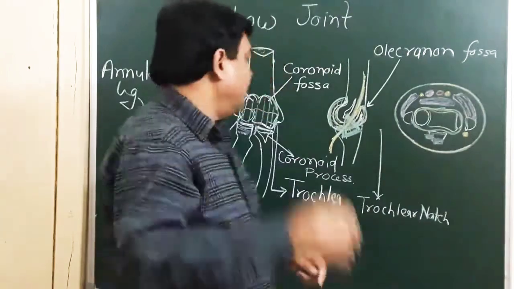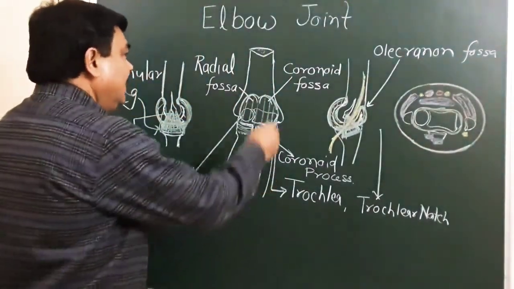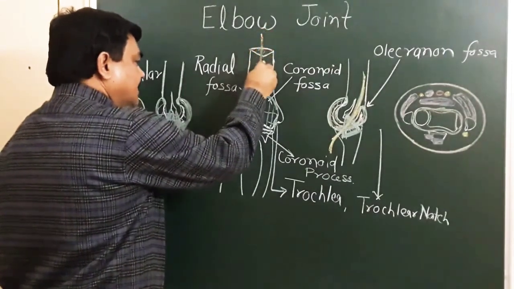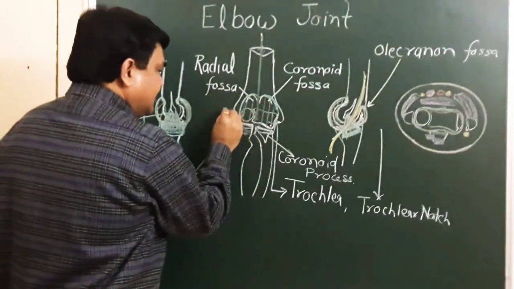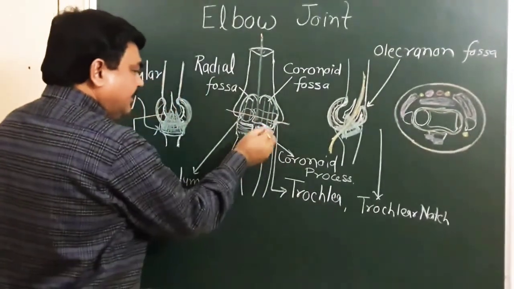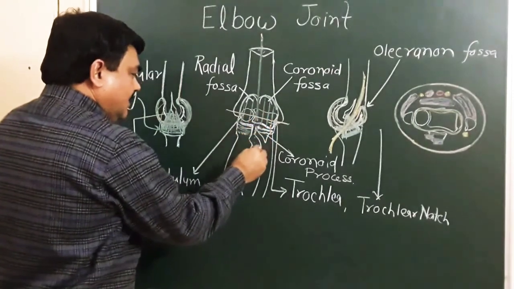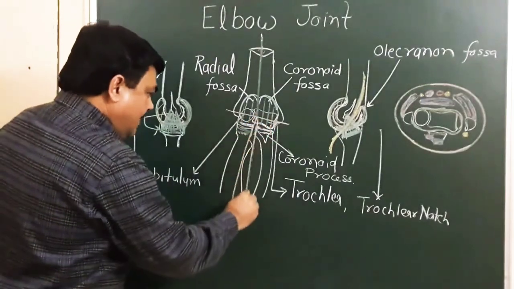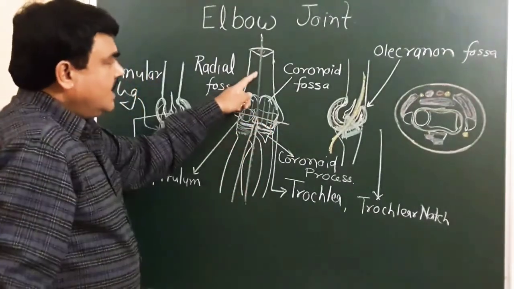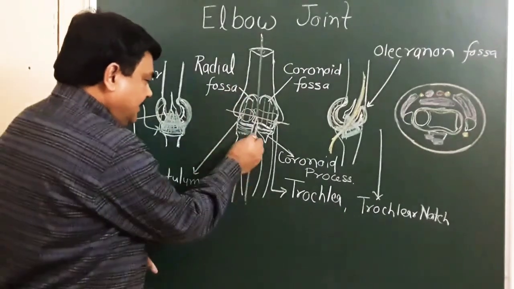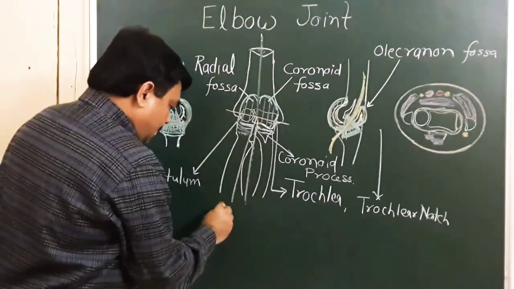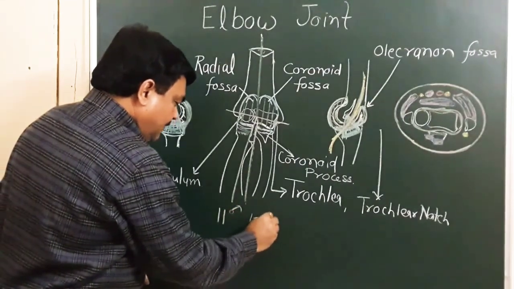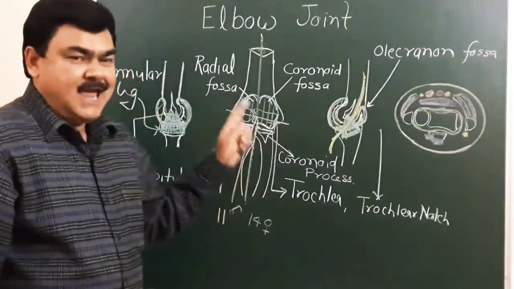Another important thing is the carrying angle. This is the long axis, here is the transverse axis of this joint, and there is angulation between the long axis of the arm and forearm. This angulation is about 11 degrees in males and about 14 degrees in females. This is known as the carrying angle.